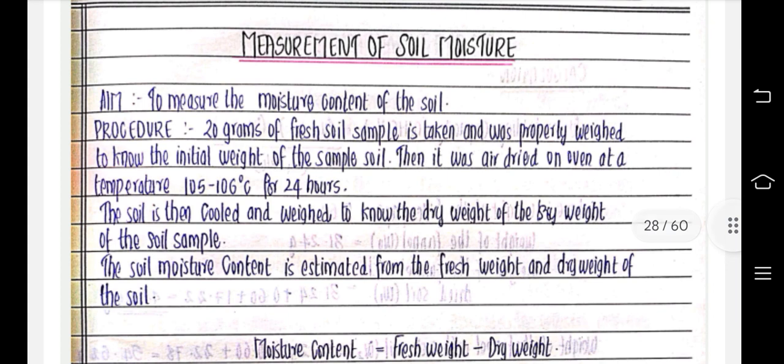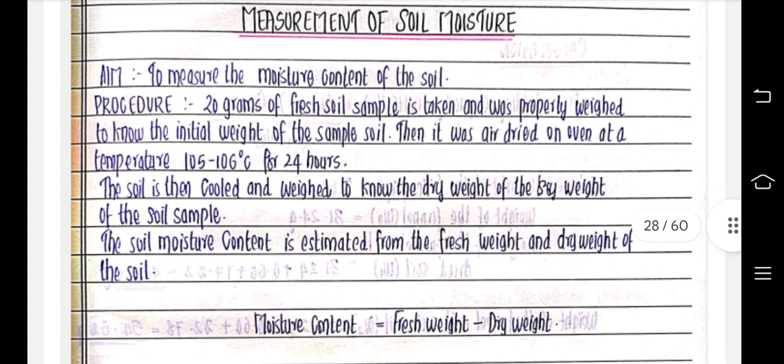Measurement of soil moisture. Aim: to measure the moisture content of the soil. Procedure: 20 grams of fresh soil sample is taken and properly weighed to know the initial weight of the sample soil. Then it was dried in an oven at a temperature of 105 to 106 degrees Celsius for 24 hours. The soil is then cooled and weighed to know the dry weight of the soil sample. The soil moisture content is estimated from the fresh weight and dry weight of the soil.